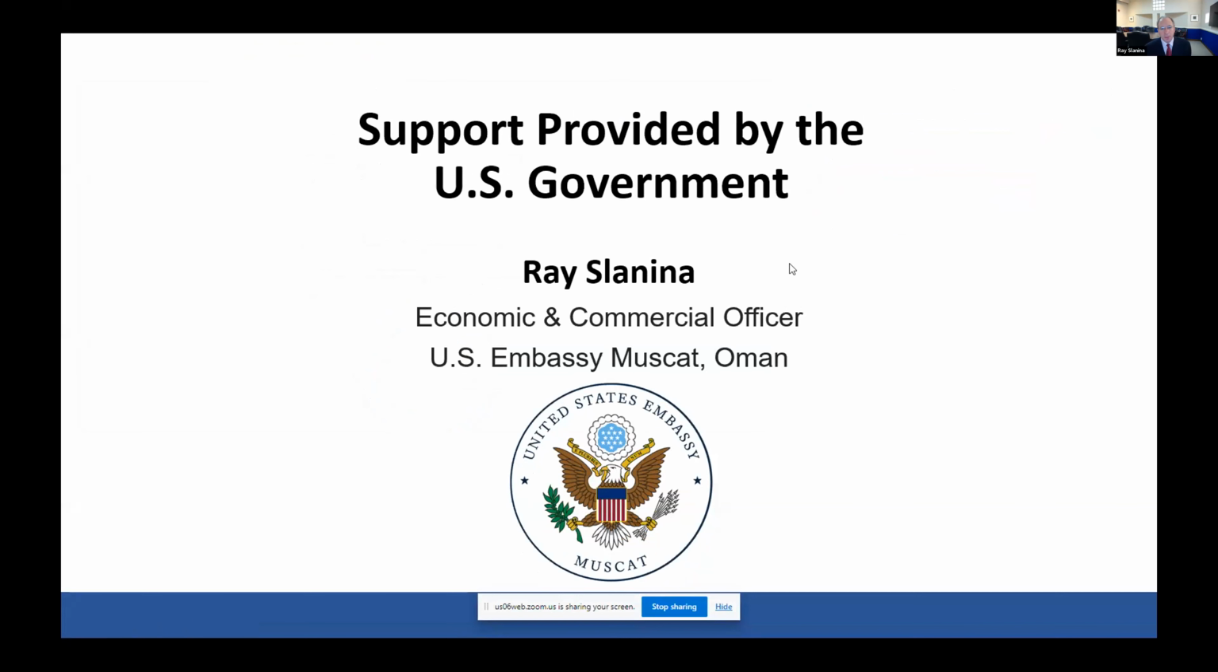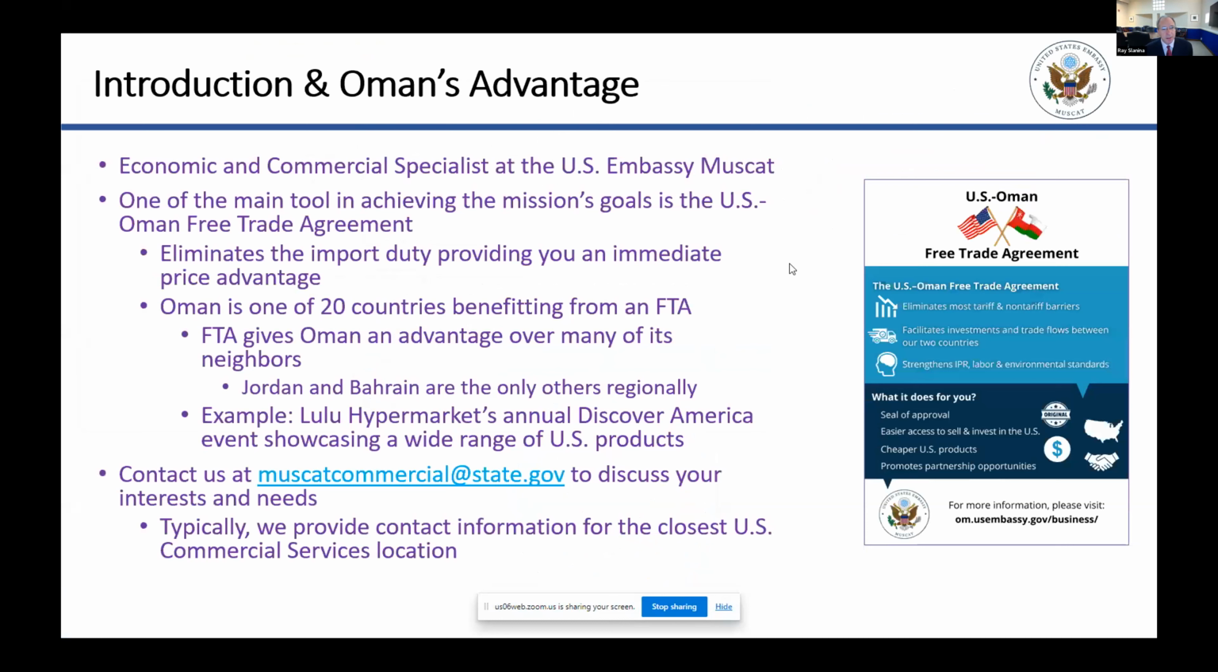Okay, great. So thank you, Heather, for the warm introduction and welcome everyone. My name is Ray Salina. I'm the new Economic and Commercial Officer here at the Embassy in Muscat. Some of you may know Gary Schumann, so I am his replacement. And I will be here for 3 years, so I hope to see many of you at future events and to get some good business opportunities for all parties.